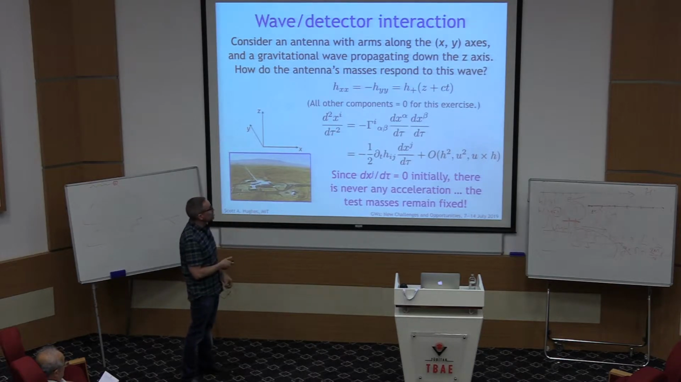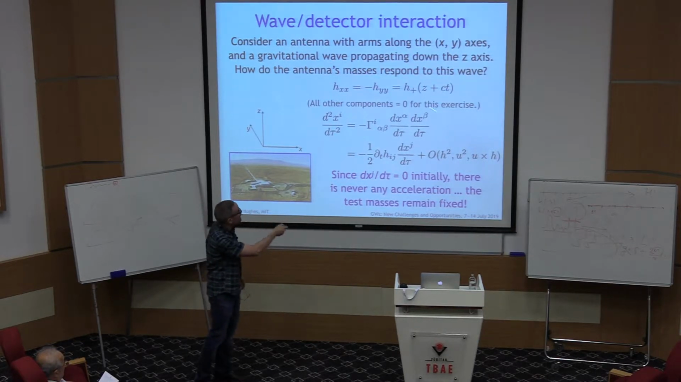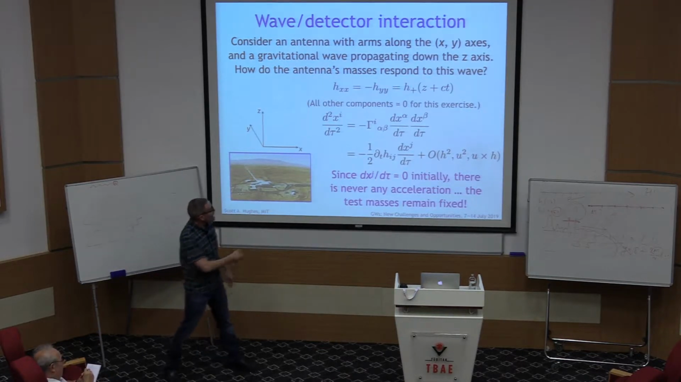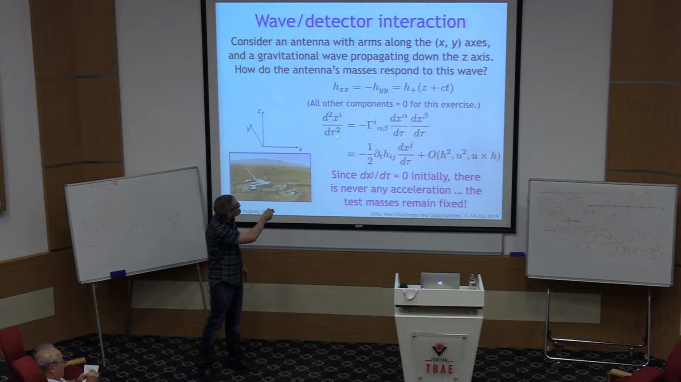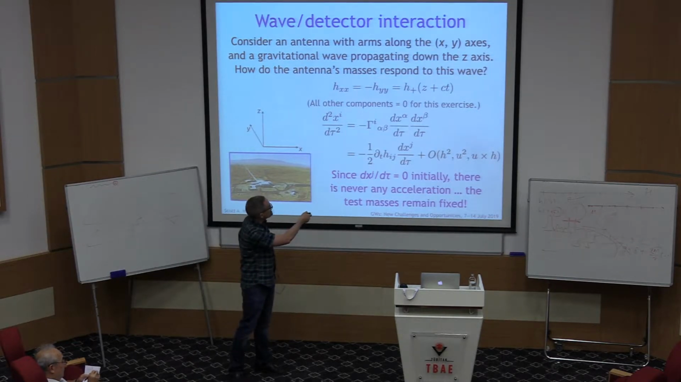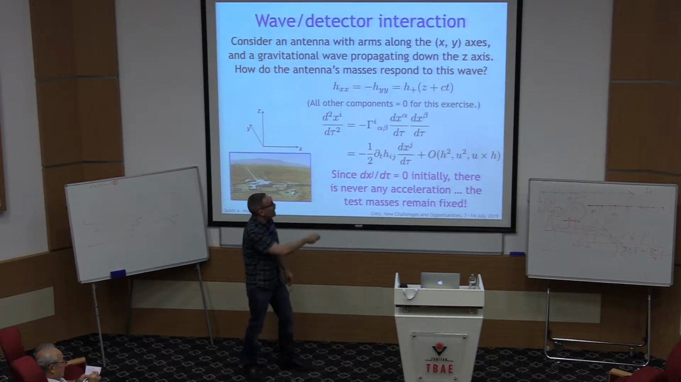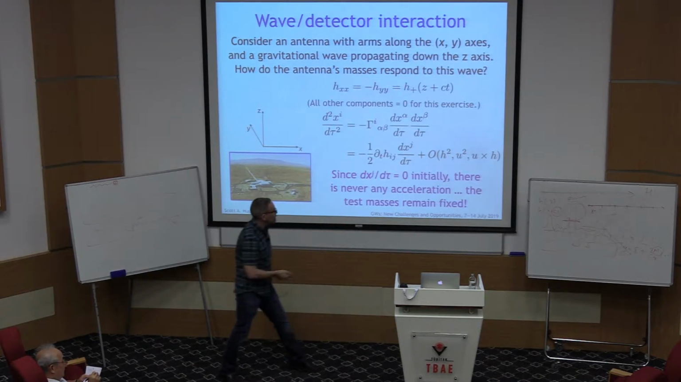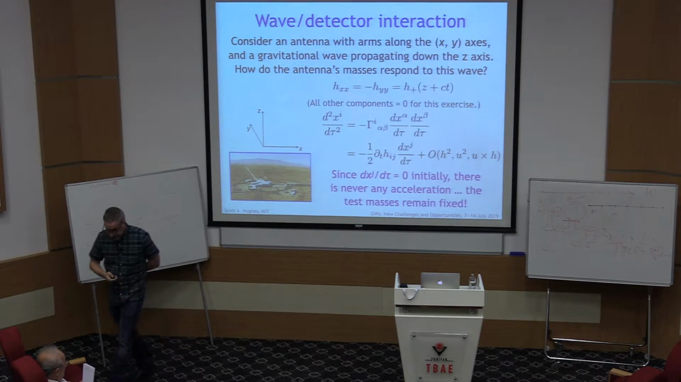plus this gravitational wave. I couple it to the velocities that these guys are following. And the answer is that the acceleration that the masses experience is given by the time derivative of the gravitational wave field times the velocity, plus some corrections that go as the wave field squared, the velocity squared, the wave field times the velocity.